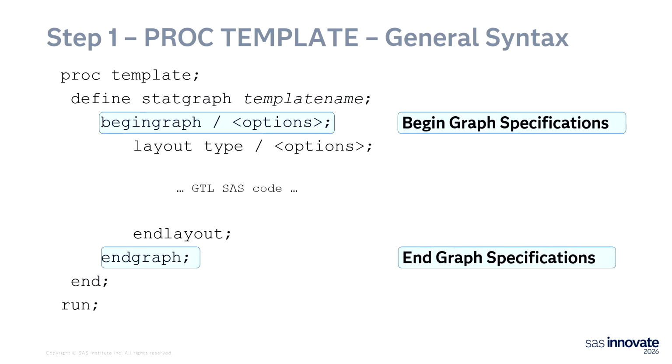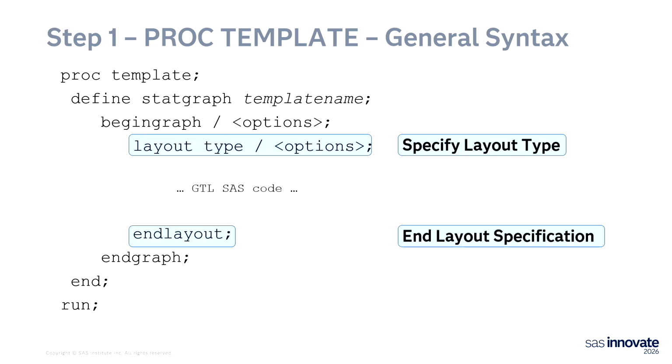Each stat graph has at most one begin graph, which is the signal that indicates the various components of the custom template are specified within the block. Begin graph has a corresponding end graph, which signals the end of the graph template definition. Layout allows you to specify the type of layout that you want and assign the necessary options. Layouts can be nested depending on whether lattice, gridded, data panel, or data lattice is used. For each layout, you need to signal the end of the layout with end layout. You see the pattern going with begin and end?